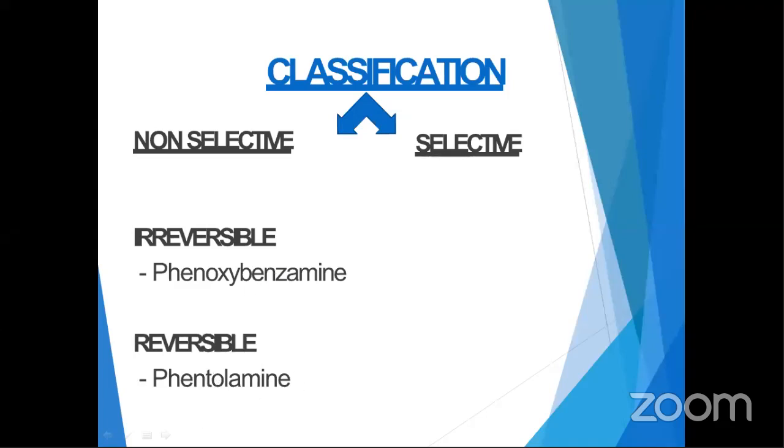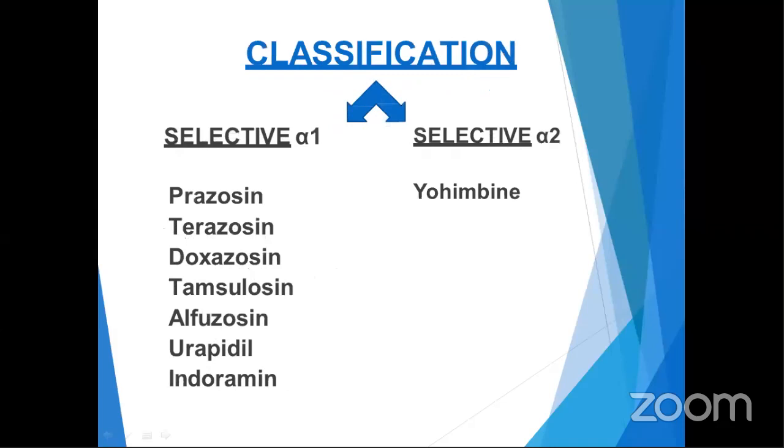Now we should proceed to the selective ones. As I've told you, selective means it's either going to block alpha 1 or it's going to block alpha 2, not both at the same time. These are the drugs. There is a long list in the case of alpha 1. You can see the list is not ending. There is prazosin, terazosin, doxazosin, tamsulosin, alfuzosin, urapidil, indoramin, and so on.